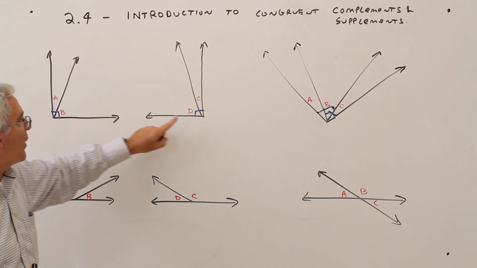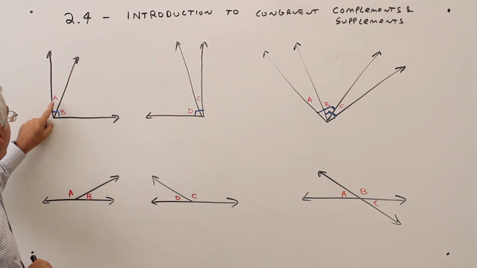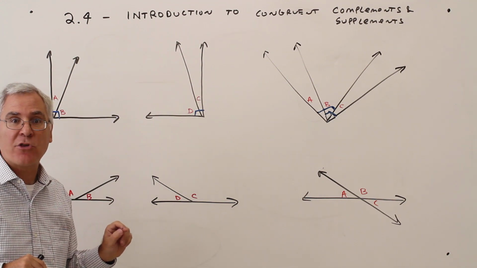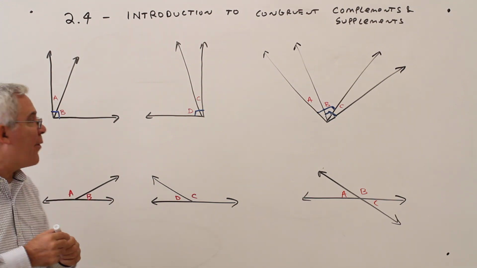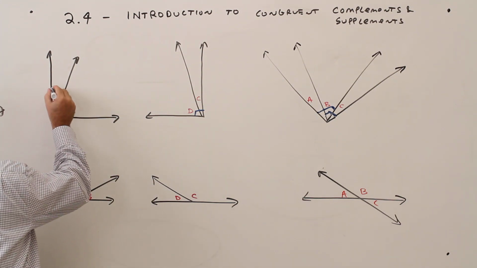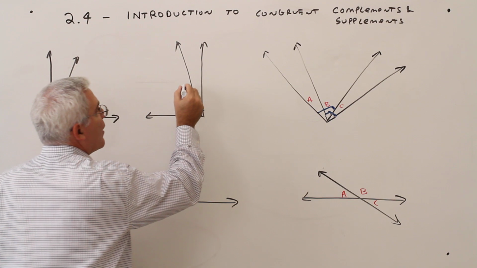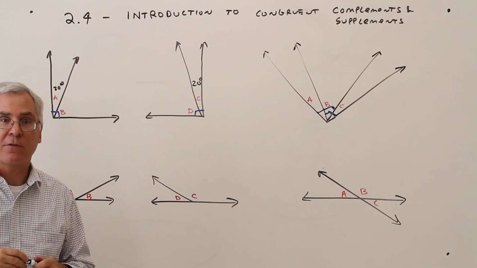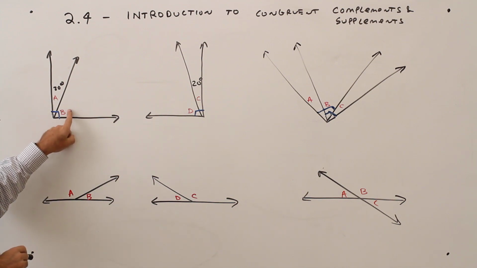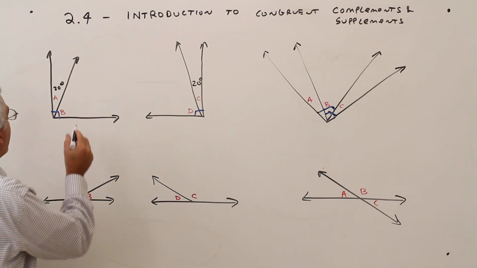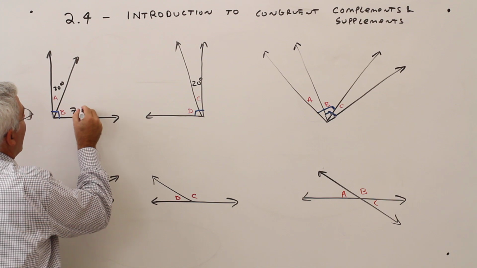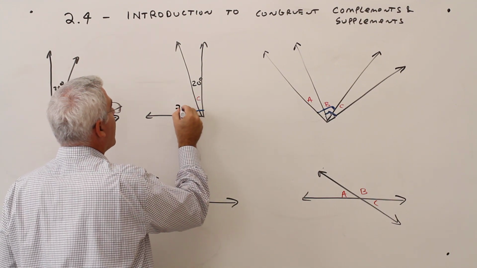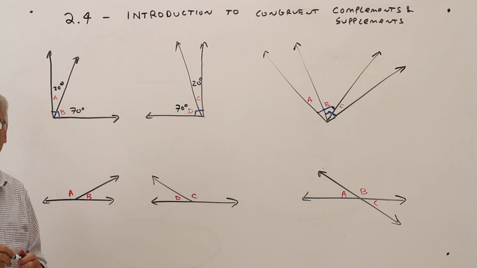Notice I've got a right angle and a right angle, and I've got angle A and B and angle C and D as shown. Let's suppose that A was 20 degrees and C was also 20 degrees. Well, you could conclude that this angle B here would be 70 degrees. They have to add up to 90. This angle D would also have to be 70 degrees.